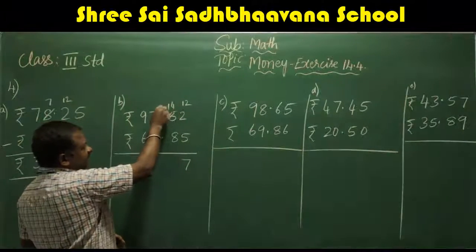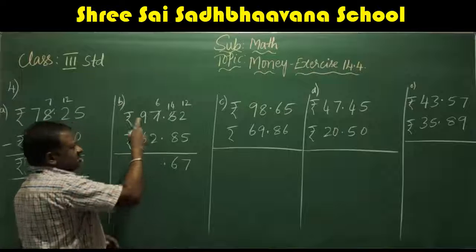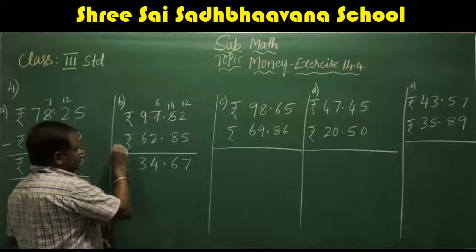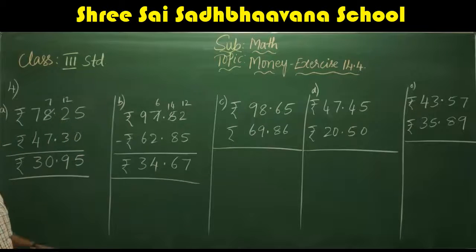Take carry from here. This becomes 6. 14 minus 8, 6. 6 minus 2, 4. 9 minus 6, 3. That is rupees 34.67. Once again I will explain.